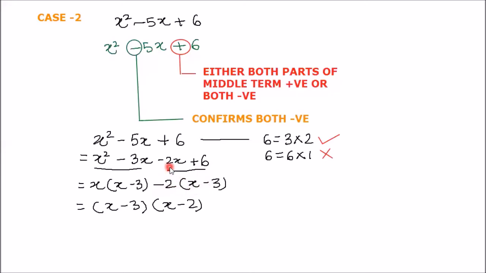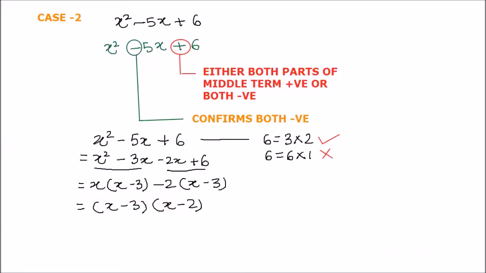So this term was negative, so it will become positive, and this term was positive, so it will become negative. And then, children, this will become the first term and this will become the second term. Both the terms have one bracket, x minus 3, common in them. So let's take this bracket common, x minus 3. The first term is left with x and the second term is left with minus 2. So this confirms the factorization of the given polynomial by middle term splitting.